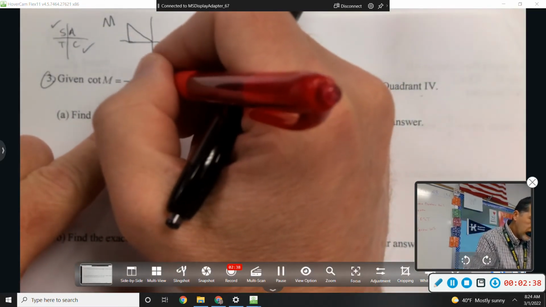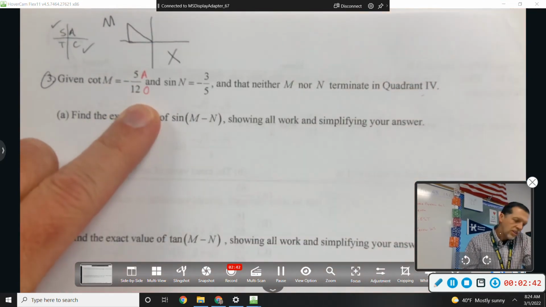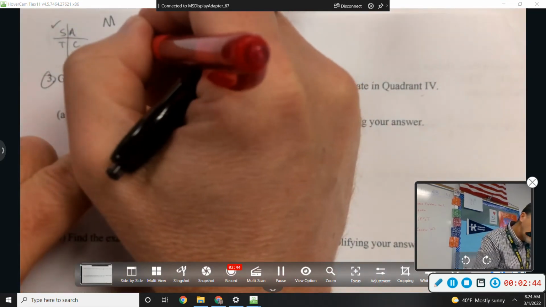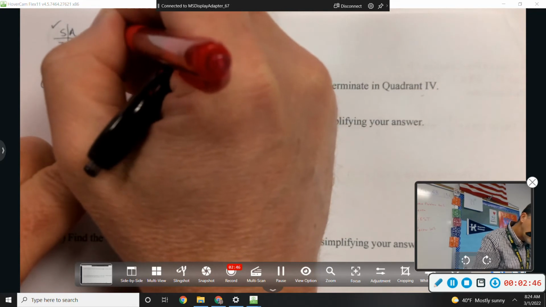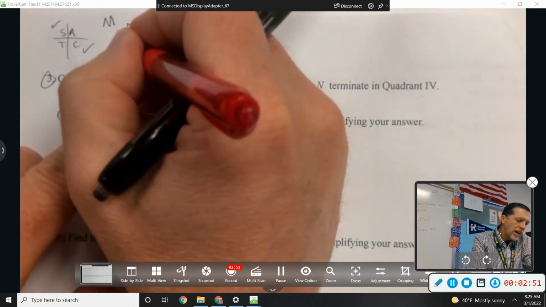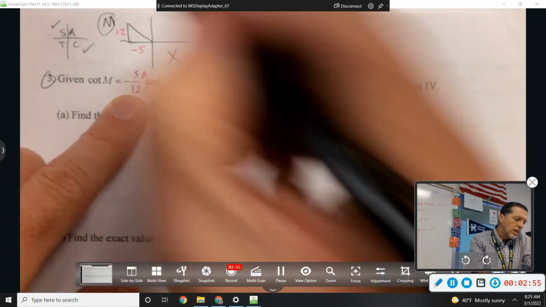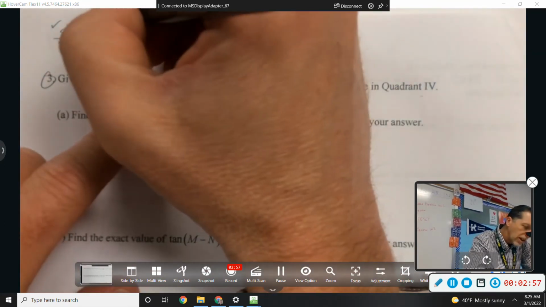Okay, so SOH CAH TOA. Cotangent is the flip of tangent. So the adjacent is 5, the opposite is 12. Where did the negative come from? The 5, because it's backwards. Okay, so I've got angle M drawn out, ready to go.